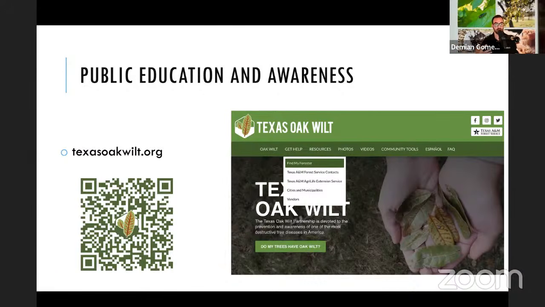And if you ever have an issue with oak wilt, you need confirmation or information, or want to know what the next steps to take on this disease are, that's when you're going to find all the information and all the contacts for what to do.